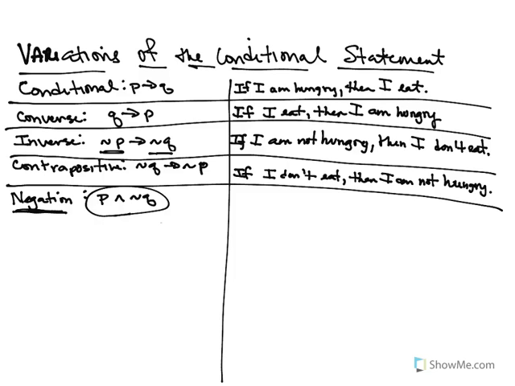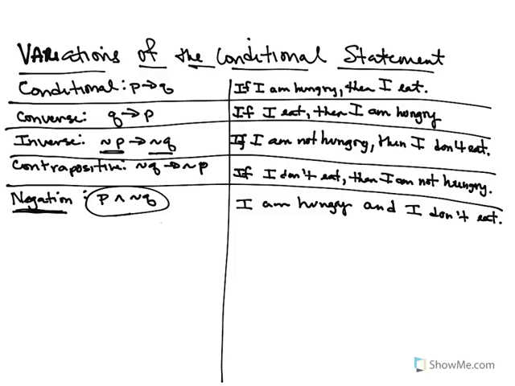So in order to negate the conditional, you have to take the P, so I am hungry, and I don't eat. Okay? So the given conditional said, if I am hungry, then I eat. The negation of that is, I am hungry and I don't eat. Okay? And so you just have to make sure you remember that negation is changing the truth value of a conditional. It's not just throwing in the words not or taking the words not out. So you just have to pay attention to that.